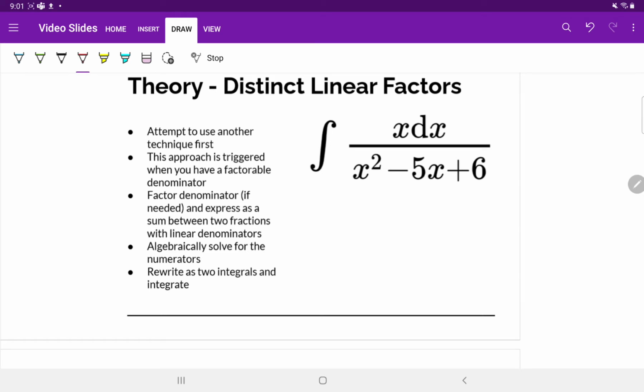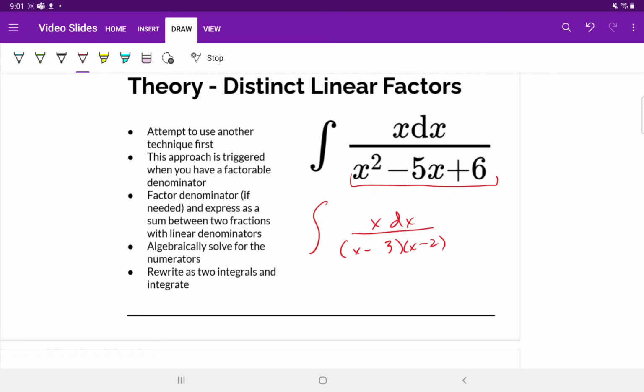So clearly I've got a situation here where all the tools that I know up till now aren't going to work. So the next approach is to see if I can break this up. And in order to be able to break it up, I have to be able to factor it if it's not already factored for me. So I'll take a beat and do that. x over x minus 3 and x minus 2. Sometimes when you do this, stuff can simplify and you'll be able to integrate it right off the bat. But again, we're not in a situation like that.